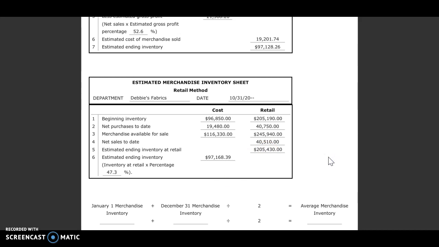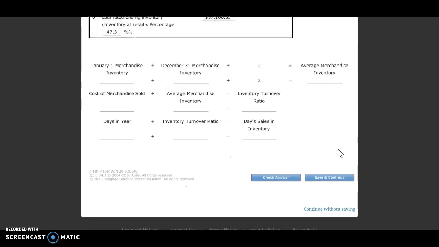Okay, moving on to step number 3. The inventory of Debbie's Fabrics was 92,890 on January 1st and 101,700 on December 31st. The cost of merchandise sold for the year was 496,710. We need to calculate the inventory turnover ratio and the days sales in inventory. Round the inventory turnover ratio to 2 decimal places and the days sales in inventory to the nearest day. So here they've actually set it up for us. So we need to just fill in the blanks.